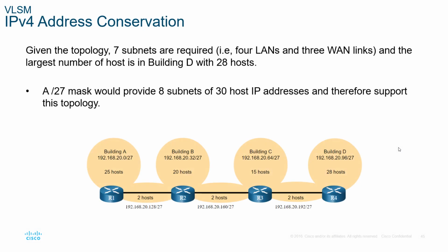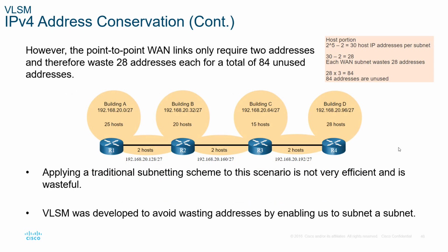VLSM basically means that we can change our subnet mask accordingly. Here we have 4 buildings. They all have the same subnet mask. The hosts between each building have the same subnet mask. Well, this is inefficient. This is wasteful. With VLSM, we can modify this so that we don't need to waste so many addresses. Here, we are wasting 28 addresses per network. So we have a lot of waste.